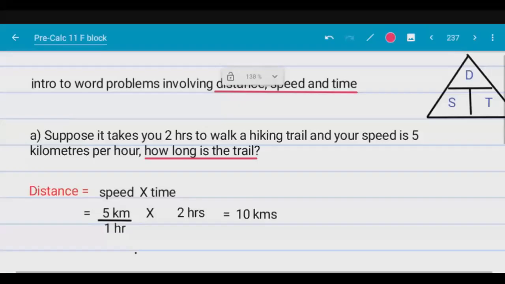Hello, everyone. Welcome back. So this is the third check for understanding, which would be a word problem on page 563. However, before doing that, I'd like to begin by doing an introduction to distance, speed, and time problems. So take a look at what I have for you. So this is an introduction to word problems involving distance, speed, and time.